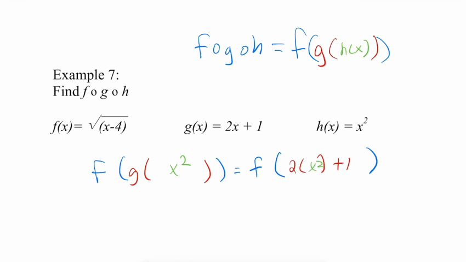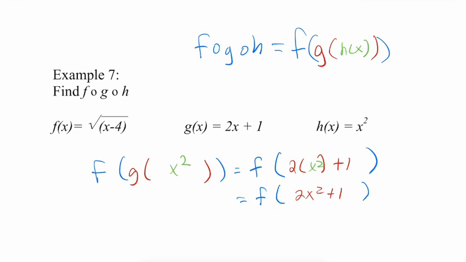And then just simplify that as much as we can. There's not much we can do, really. So we're going to get f of 2x squared plus 1. Okay. Now we are ready to look at our f function. We're going to plug this in to the f function. So it's going to go right there.